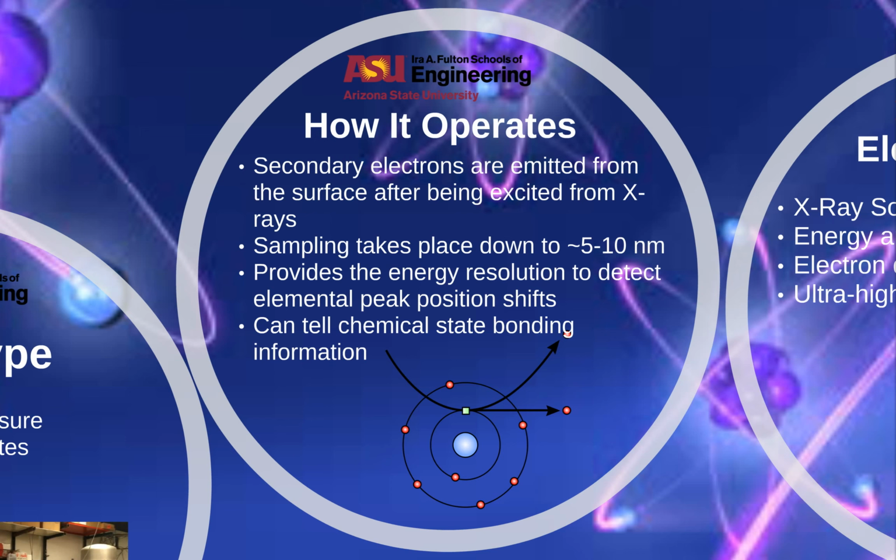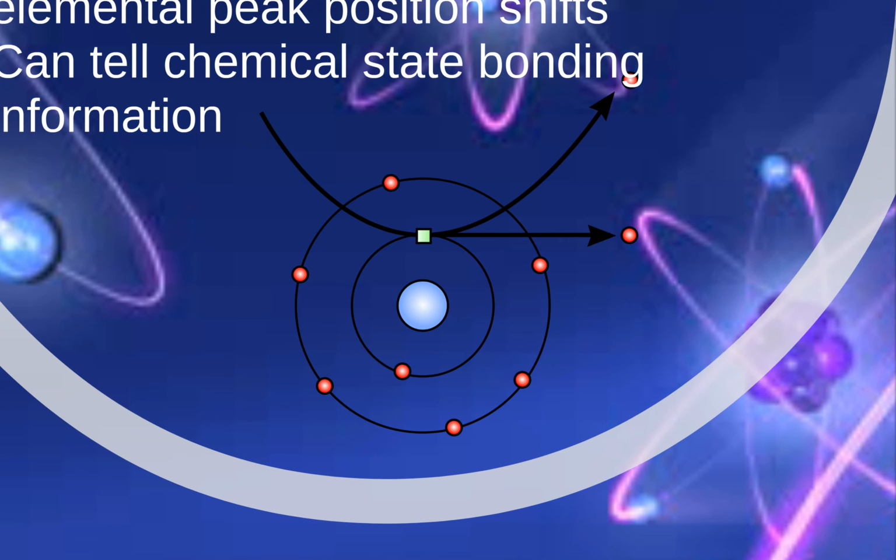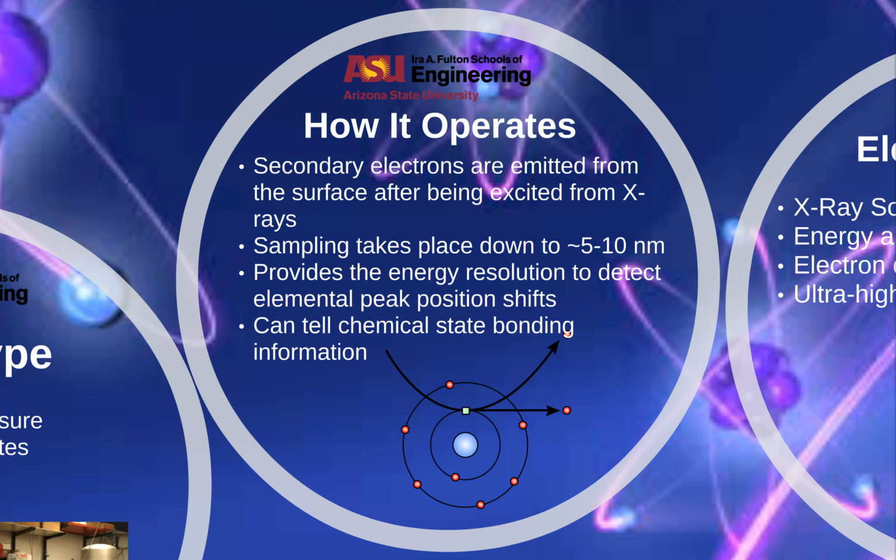How it operates: XPS operates by having secondary electrons be emitted from the surface after they are excited by the applied X-rays. The secondary electrons are emitted from the first 5-10 nanometers, so sampling is limited to within the first 10 nanometers of the surface. XPS provides the energy resolution needed to detect elemental peak position shifts due to chemical state bonding formation. XPS can determine localized bonding chemistry of carbon and can differentiate oxidation states of inorganic compounds.